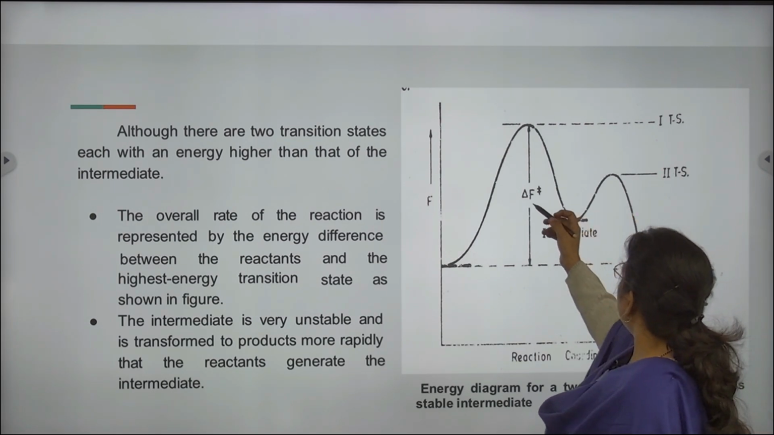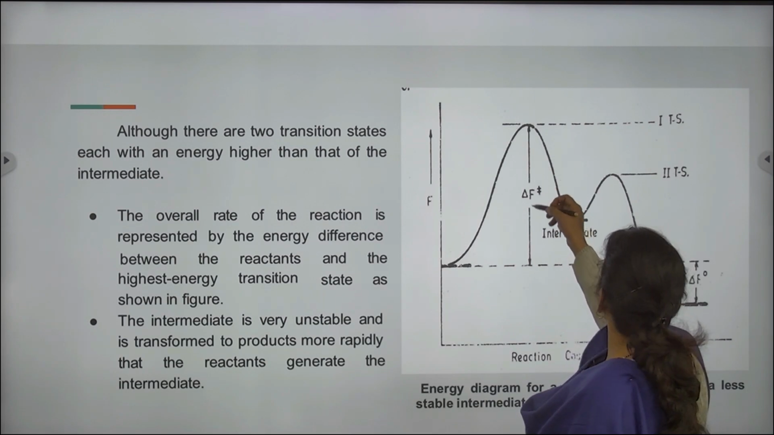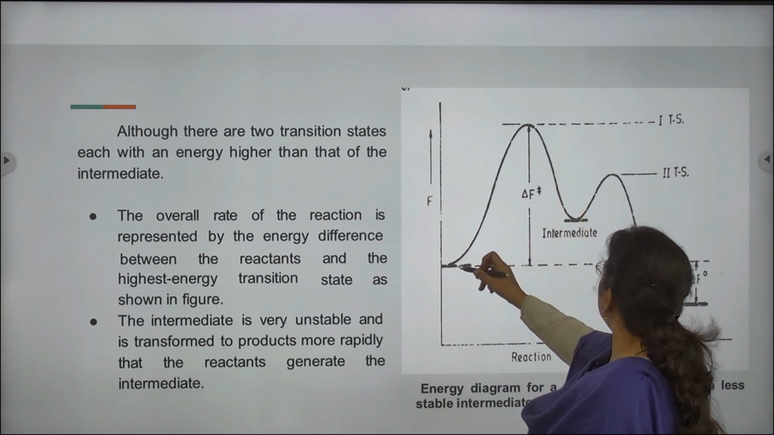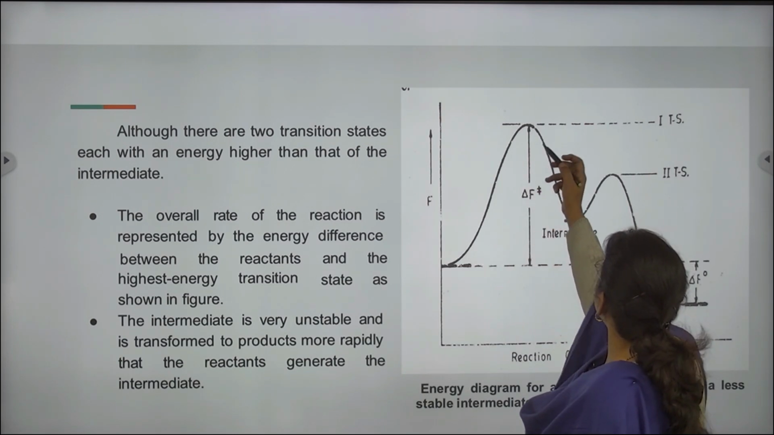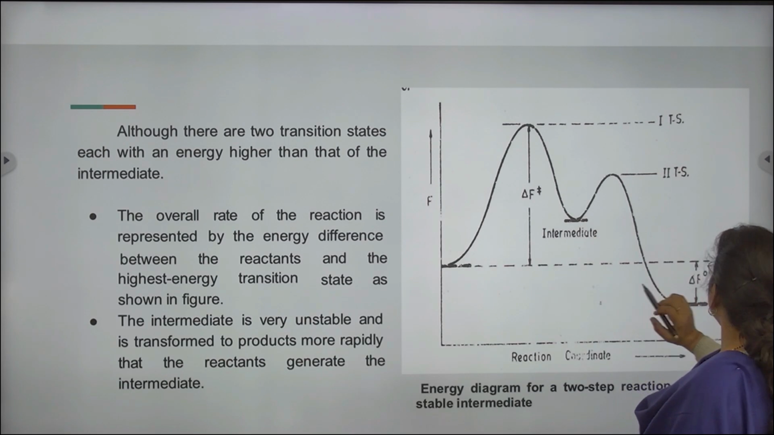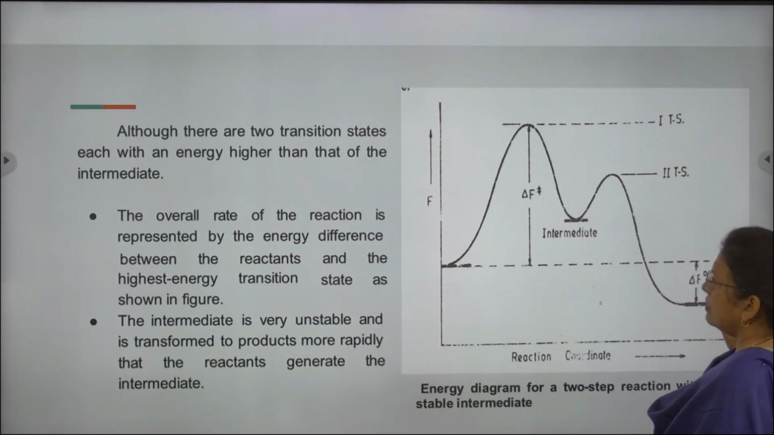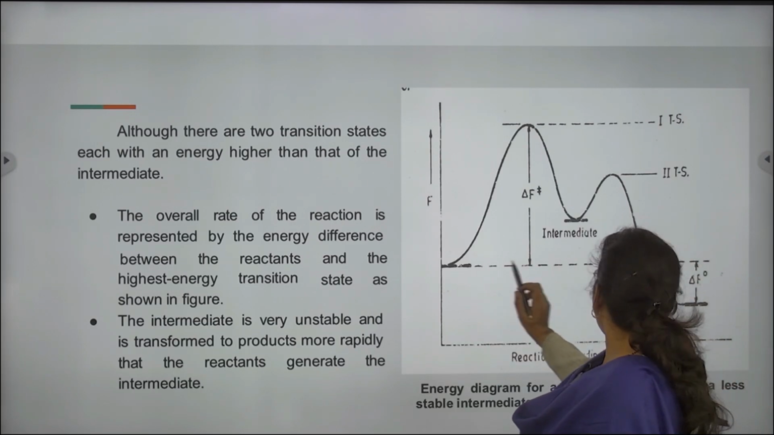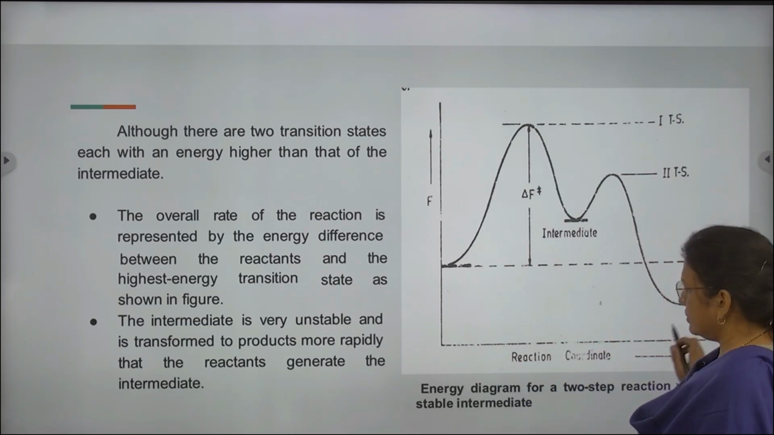Here delta F shows the free energy change between the reactants and first transition state, and this is the intermediate, and delta F0 is the free energy change at standard state between the reactant and product.